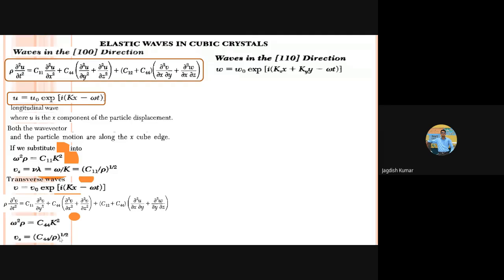So let me write down the displacement like this: w is equal to w naught e raised to the power iota, kx into x plus ky into y minus omega t. Now, let me ask you, which wave is this representing? Is this representing a transverse wave or a longitudinal wave? Think properly, then answer. Is it representing a transverse wave or a longitudinal wave?